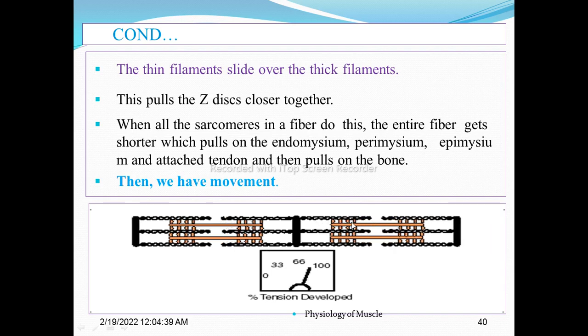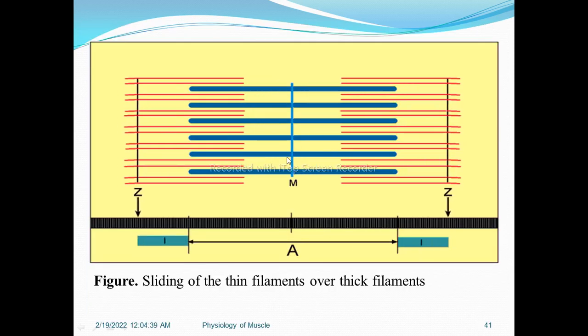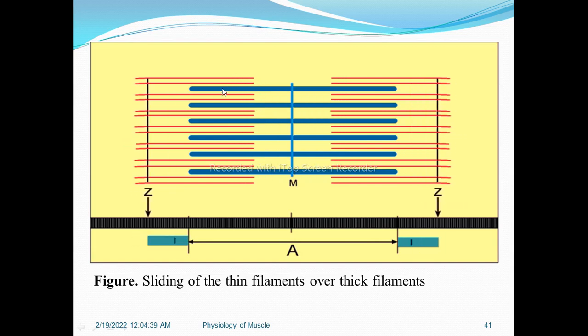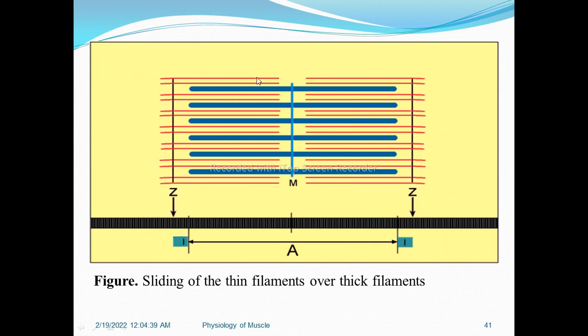So actin, or thin filament, slides over thick filament. Another alternative view is this one. So this one is the thin filament, and the blue one is the thick filament. So the thin filament slides over the thick filament. So this tells us how movement occurs.